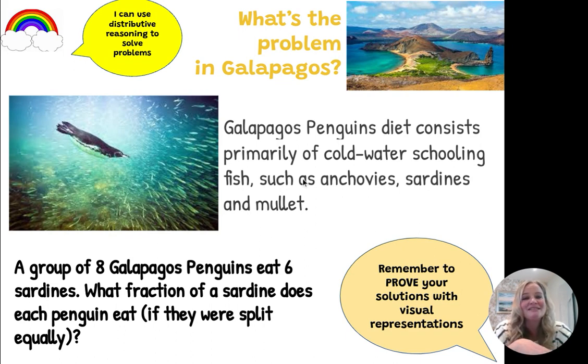Galapagos penguins' diet consists primarily of cold water schooling fish, such as anchovies, sardines and mullets. They were looking at food chains in Galapagos and the kind of food that different animals would sit within the food chain and the kind of things they would eat. So a group of 8 Galapagos penguins eat 6 sardines. What fraction of a sardine does each penguin eat if they were split equally? So again, they can solve that using bar models and distributive reasoning.